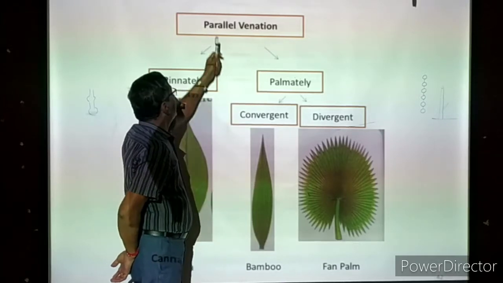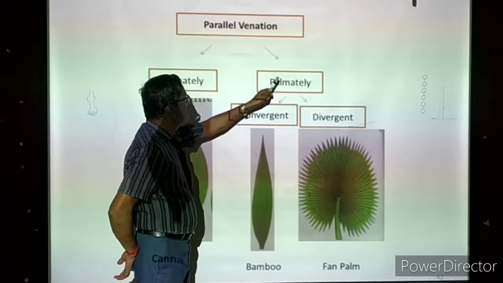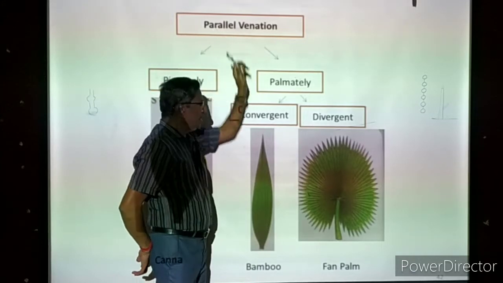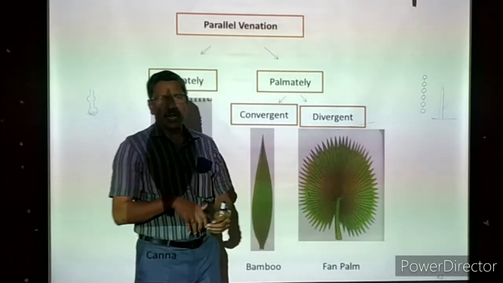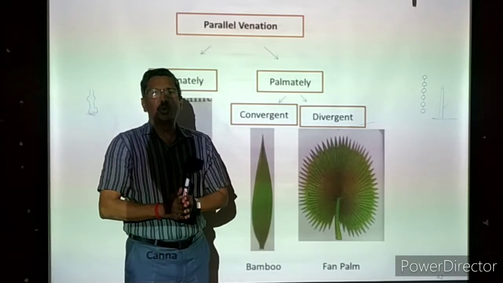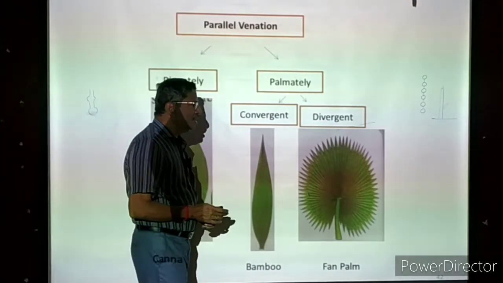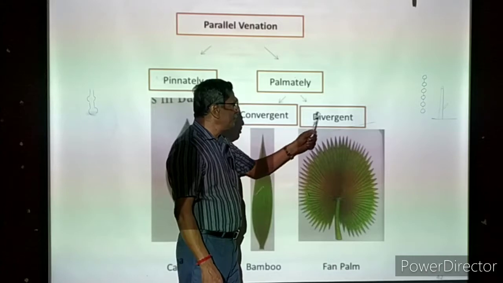All the veins are running parallel. So convergent, palmately, parallel venation. Now we are coming to divergent. Now in the previous one I told you, divergent means all the veins are going away from each other. They will never come closer. That is called a divergent.